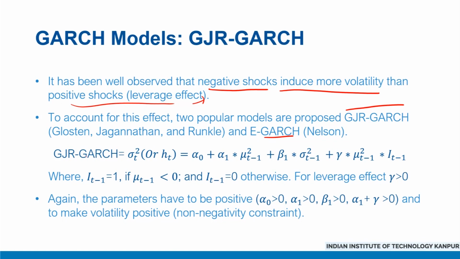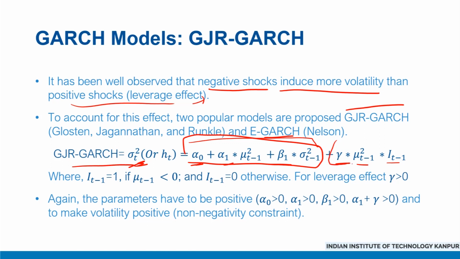Let's start with the GJR GARCH model, which appears like this, where the estimate of volatility sigma square t is a function of alpha naught, alpha 1 and beta 1, which are familiar terms to us. We already saw them in GARCH-1, but one more term is added, which is gamma into mu square t minus 1 into I t minus 1. So we already understand the GARCH-1 parameters. Let's discuss this last term. Here I t minus 1 is an indicator or dummy variable which takes a value of 1 if mu t minus 1 is less than 0, and it is equal to 0 otherwise.